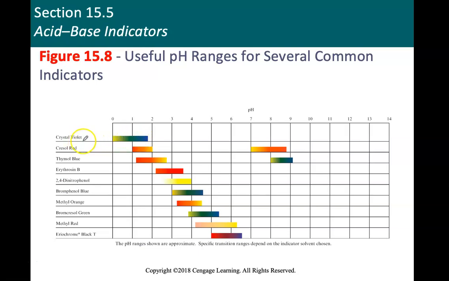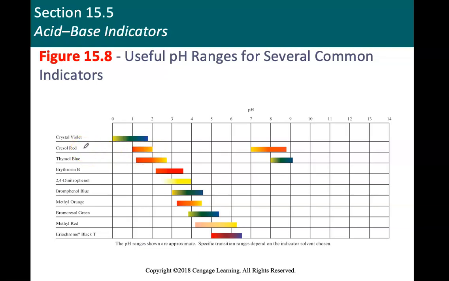Crystal violet is from 0 to say 1.8. That's a pH. Cresol red is between 1 and 2. So in other words, if you have the endpoint of your titration occurring at a pH between 1 and 2, this will be the suitable indicator.